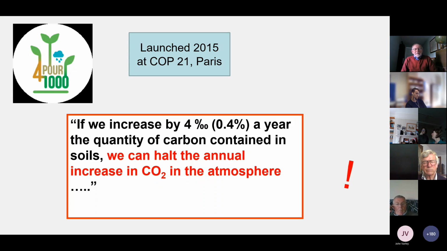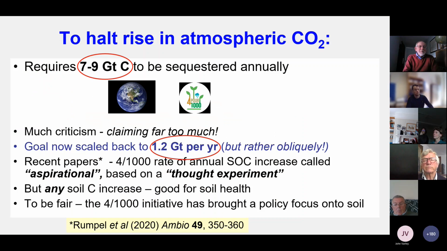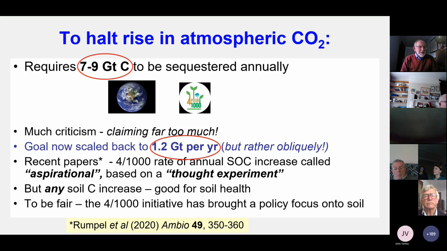Now, back in 2015, when one of the big climate conferences, COP21, was held in Paris, there was an initiative started there, which many of you may know about, called the 4 per mil or 4 per thousand initiative. And what the people who launched that said, that's what I've written up here, is if we increase by 4 parts per thousand, that's 0.4% each year, the quantity of carbon contained in soils, we can halt the annual increase in CO2 in the atmosphere. Now, this was a massive claim, which took many of us by surprise, and has been much criticised, actually.